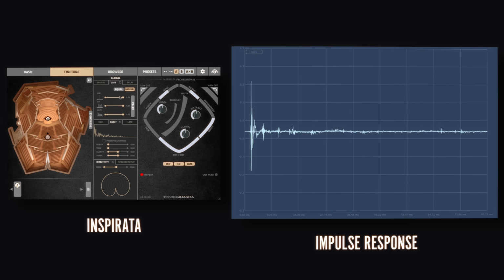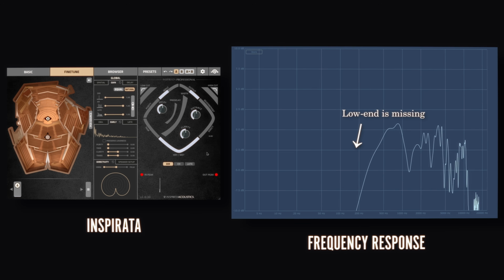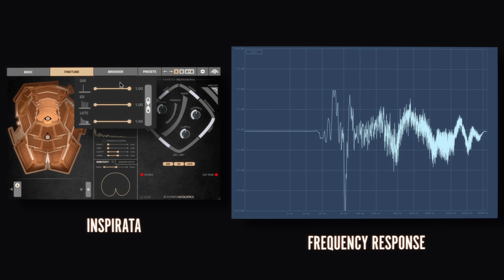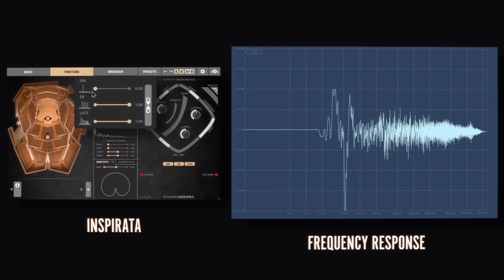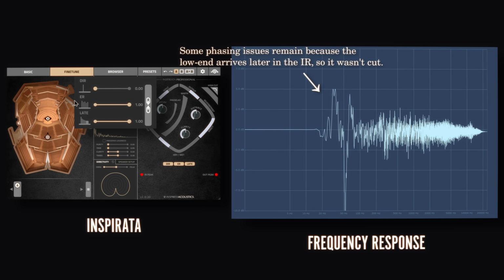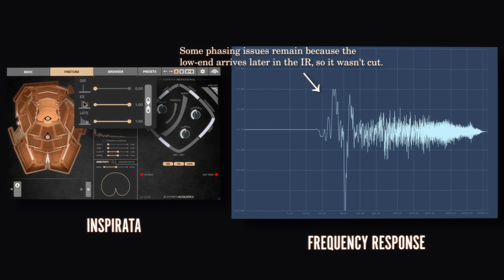And if you cut it earlier so that you keep those first reflections, like in this plugin called Inspirata, the direct sound is going to miss low end, which will spill into the reverb. So in this plugin, even if you cut the direct sound, although you keep the first reflections, you'll still end up with big phasing issues in the low end when the unprocessed signal is combined.